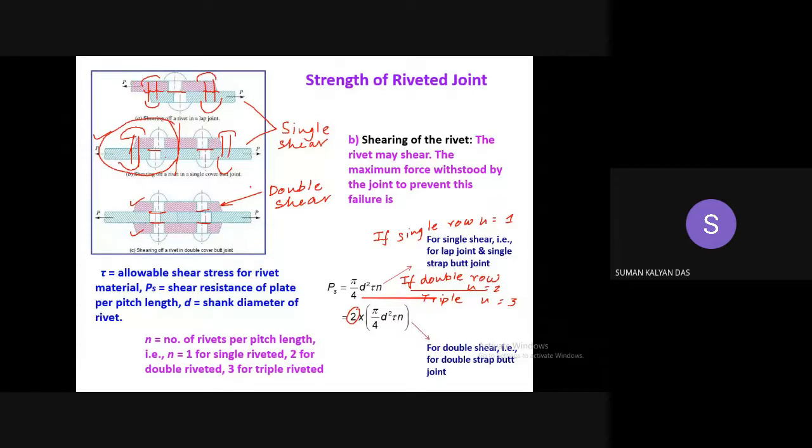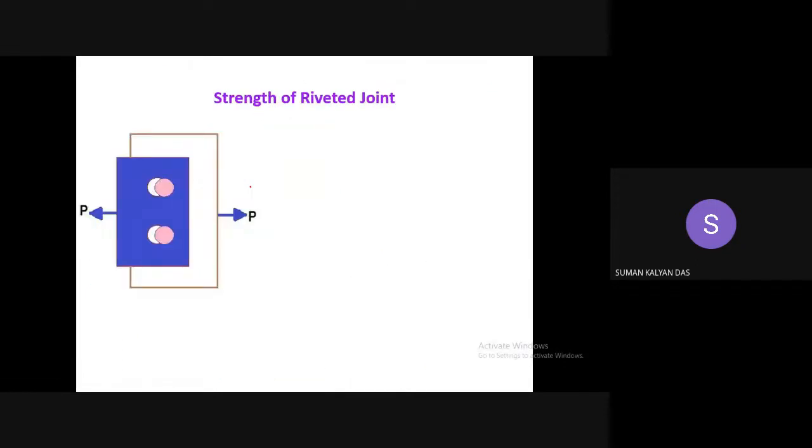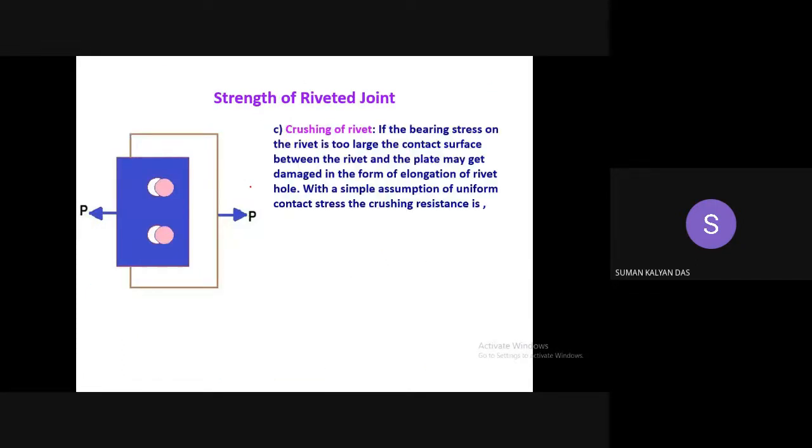Is it okay? Yes. Okay, so let's move forward. The third category of failure, or the third mode of failure, is the crushing of the rivet. So you know crushing, right? You have, I guess, encountered crushing in the case of your cotter or knuckle joint.